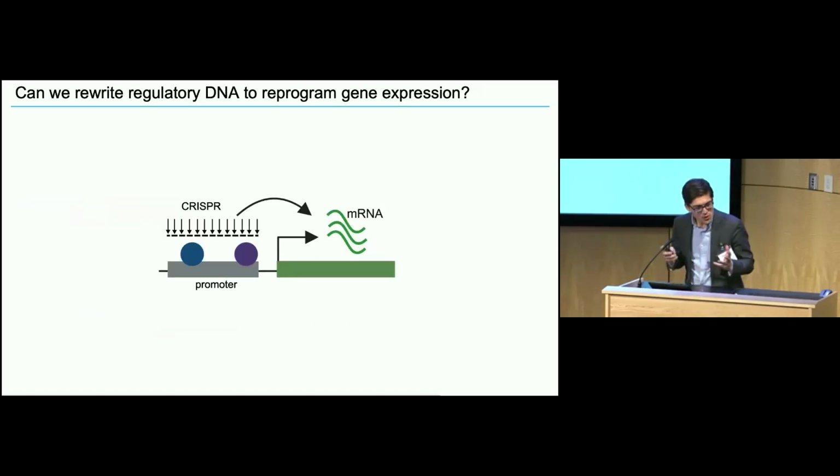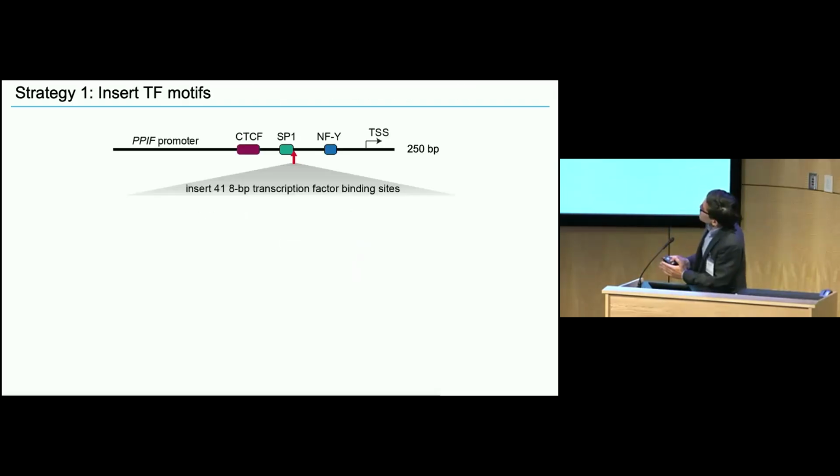Okay, so now that we have this variant effects tool, we decided to take it for a spin and see if we could start to reprogram gene expression in a specific way. We tried a couple of different strategies. The first strategy was, let's look at the promoter of the gene. We had previously done some experiments to find a few really efficient pegRNAs that worked with up to 80%, 90% efficiency. So we took one of those pegRNAs and decided we would just insert a bunch of different transcription factor binding sites into this particular site in the promoter.